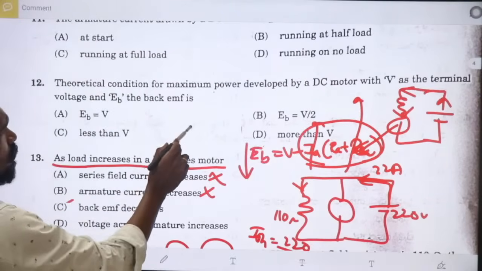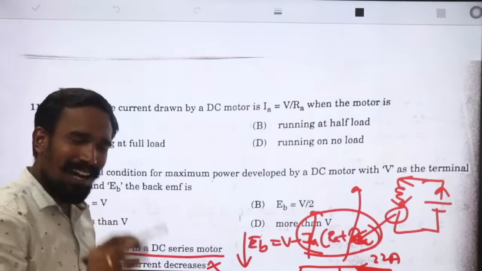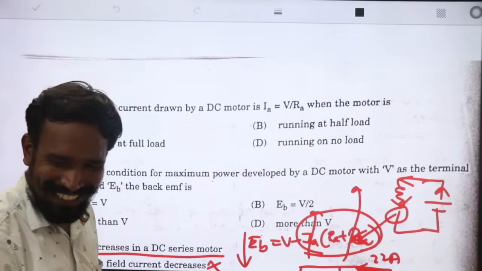Right, sir. Let's go for the next question. Again, I gave you 101% for this question. Yes, sir. No, guys. Very easy question.